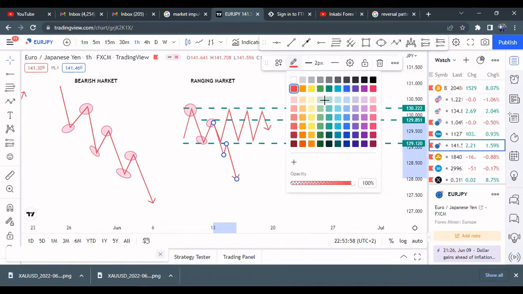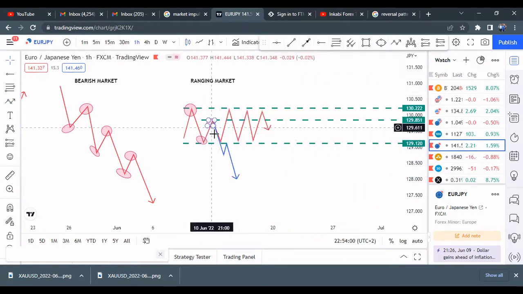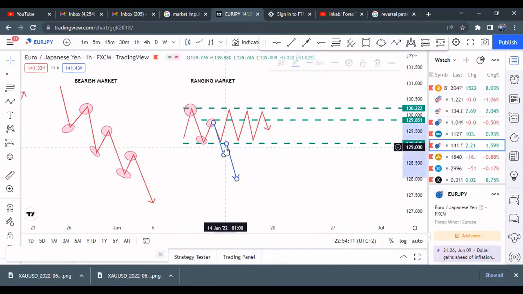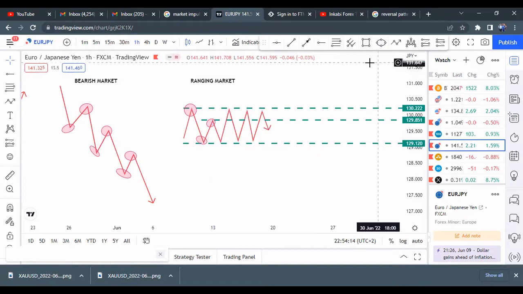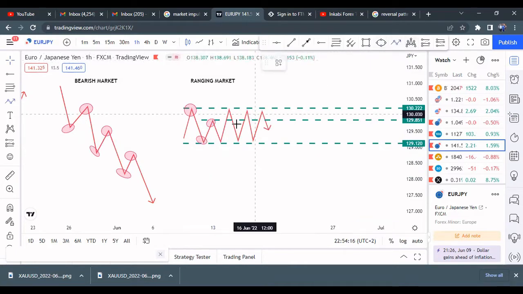Okay, let me change the chart. So we expect price to do this and then go down, so then we'll be in a downtrend, right? Another case we expect is something like this. So we expect the price to be somewhere around there, and then break here, right? So that's what we're expecting.